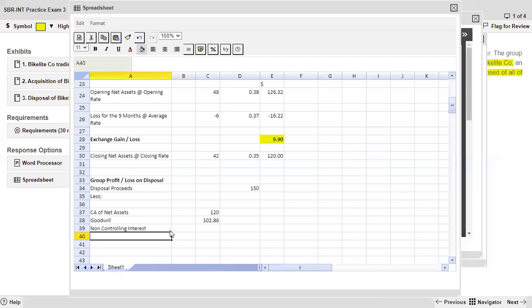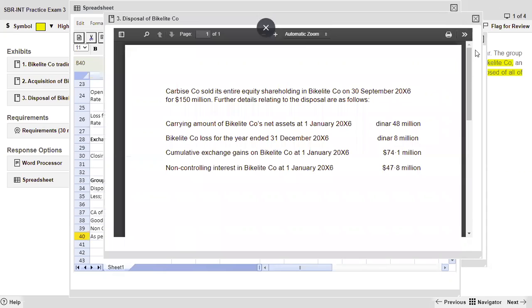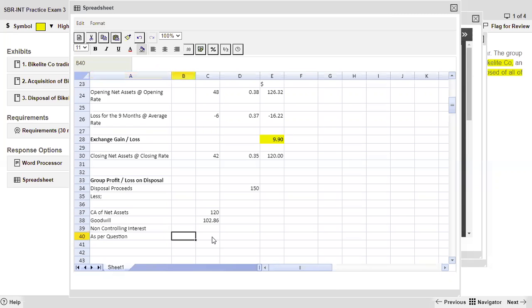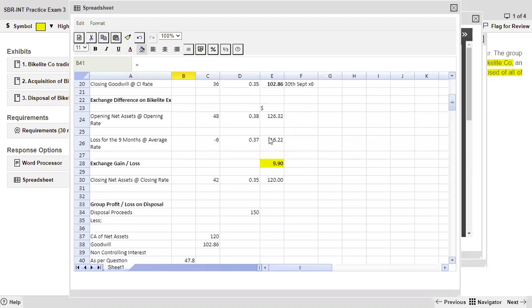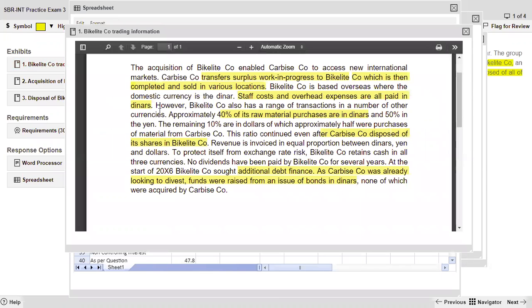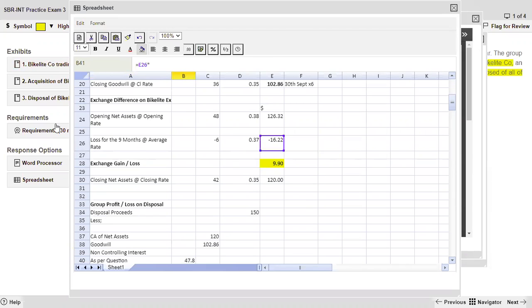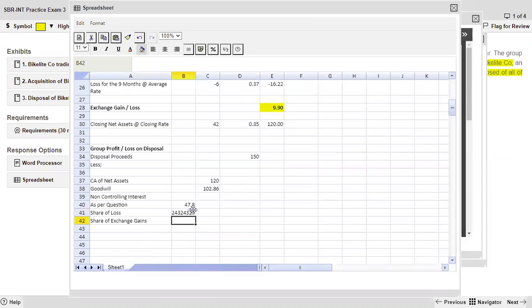For the non-controlling interest, you got to do the calculation. As per question, the non-controlling interest is 47.8. Share of loss, share of exchange gains. How much is the shareholding? Eighty percent. So that means 20% was NCI. And the share of exchange gain or loss for the current period also.